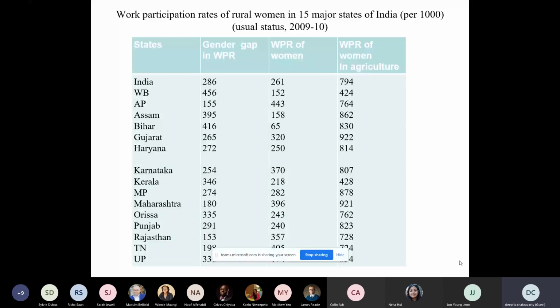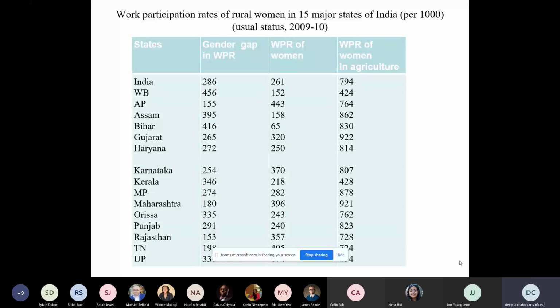So let us start with some data directly. These are the work participation rates, that is, worker population rates, of rural women. Remember, it's rural Indian women, and I have taken 15 major states of India, basically the larger states. This is 2009-10 data. This data tells you very clearly that West Bengal, the second one after India, is showing one of the lowest work participation rates of women among all major Indian states.